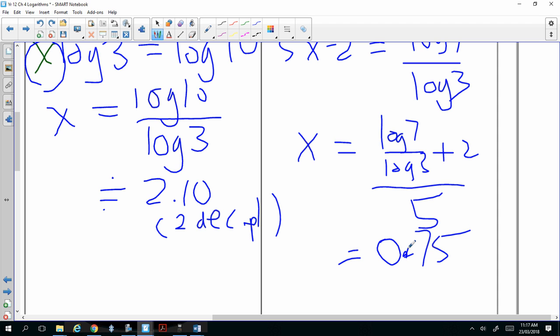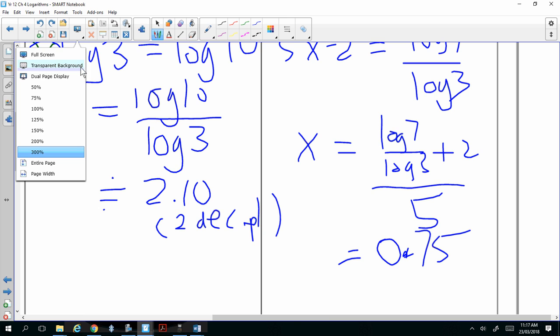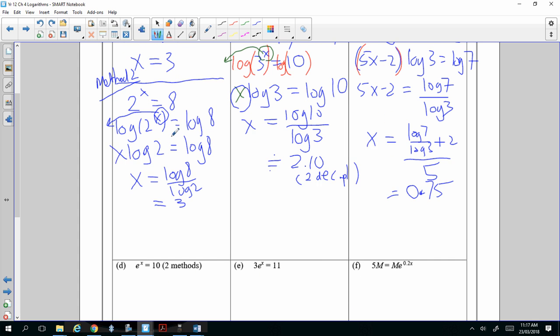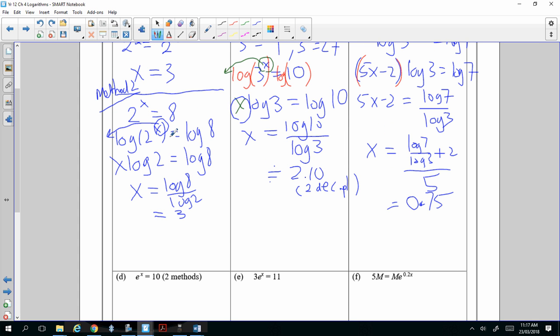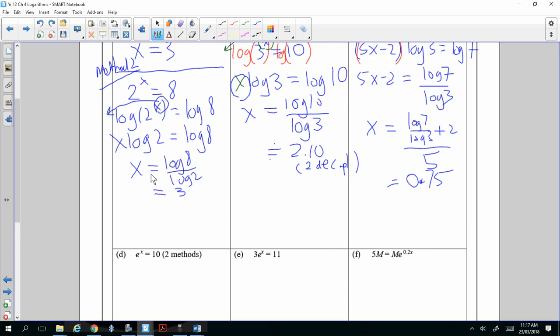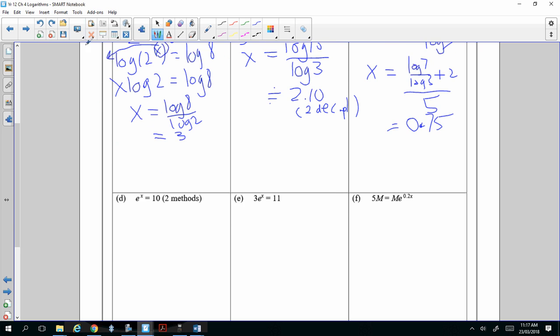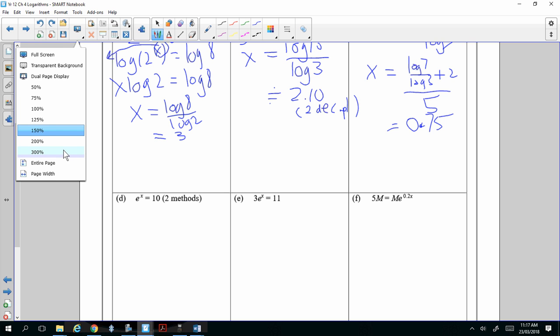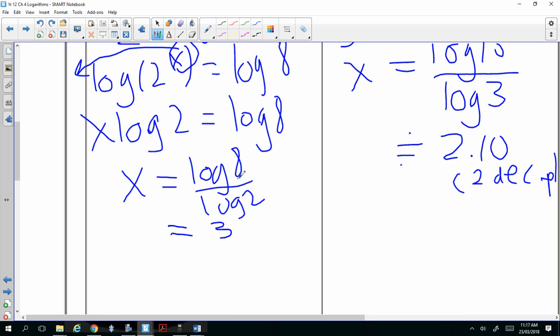No, good. All right. Okay, we've got a few more to go through. Part D. All right, part D is a bit different. Base is now e. We can do it in two different ways. I'm going to show you how to do that. What if the base is e? There's two ways.